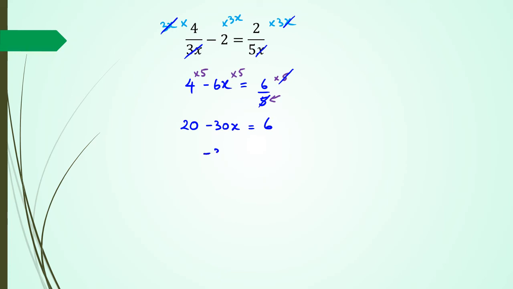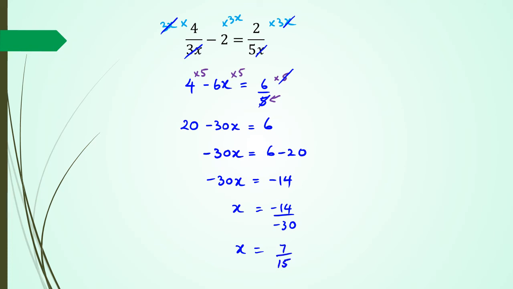So rearranging this, I get negative 30x is equal to 6 minus 20. Negative 30x then equals negative 14, and then x is equal to negative 14 over negative 30. Or I can simplify it as positive 7 over 15. And folks, that is basically how you work out this particular type of question.